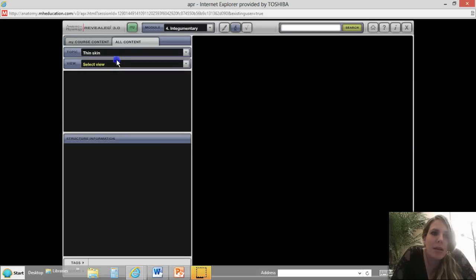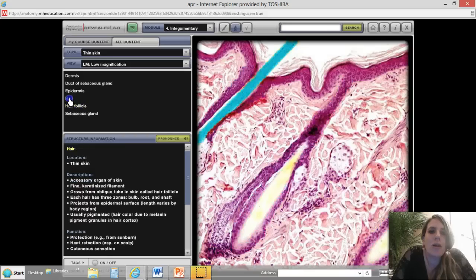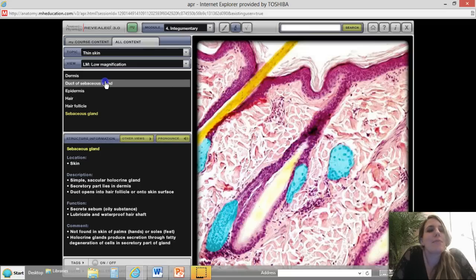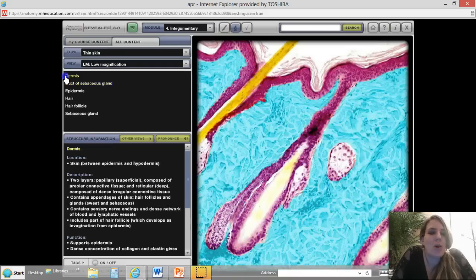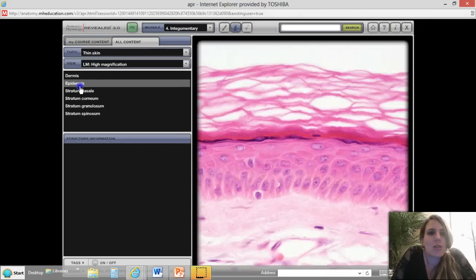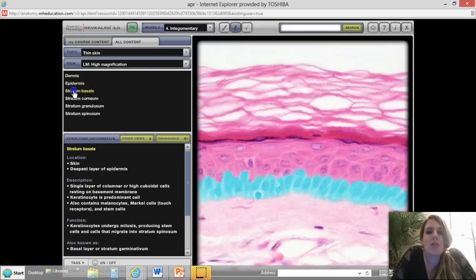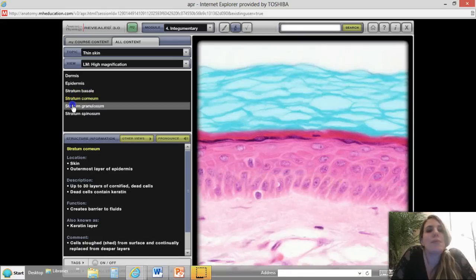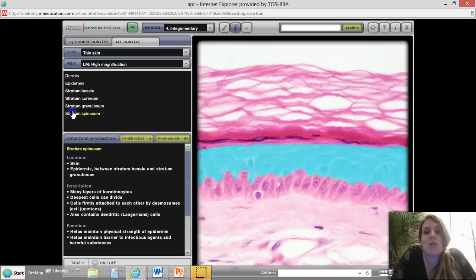If we look at thin skin, low mag, obviously this is a hair follicle right here. So there's your whole hair follicle. There is your hair sticking out of a hair follicle, your sebaceous glands, the ducts of the sebaceous glands emptying into the hair follicle, and the rest of it's all your dermis. If we look under high mag, this is actually just skin here, so you're looking at your dermis, your whole epidermis, stratum basale, stratum corneum, stratum granulosum, because there's no stratum lucidum, right, because we're looking at thin skin, and stratum spinosum.